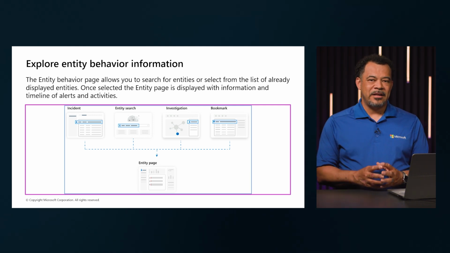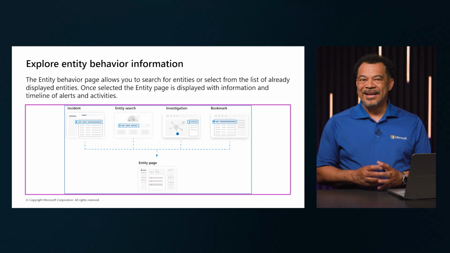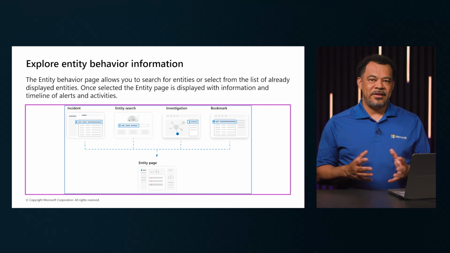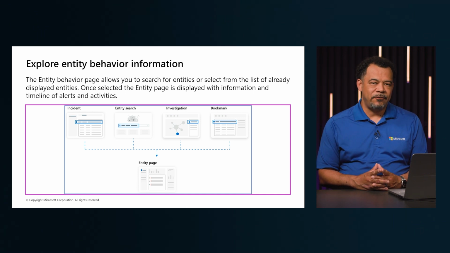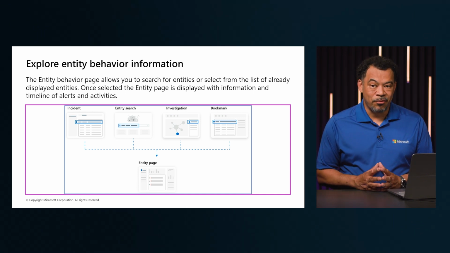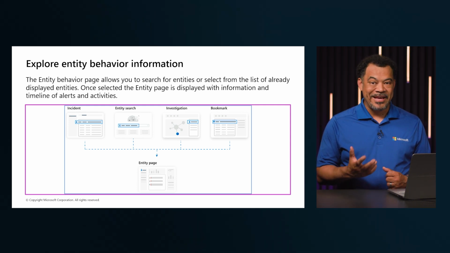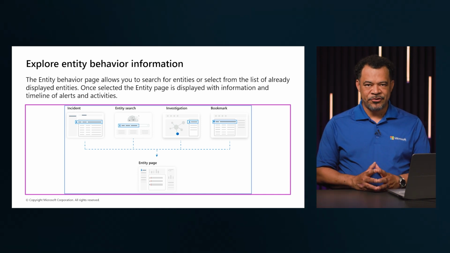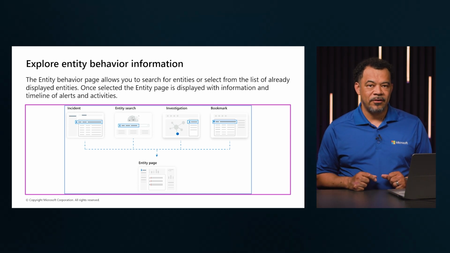So for this, start by identifying an incident that involves a specific user, device, or entity of interest. From there, you can search for that entity or select it directly from the incident details page to begin a focused investigation. The investigation process allows you to analyze related alerts, behaviors, and contextual data, helping to build a clearer picture of the entity's activity. You can also bookmark key findings for future reference or correlation.